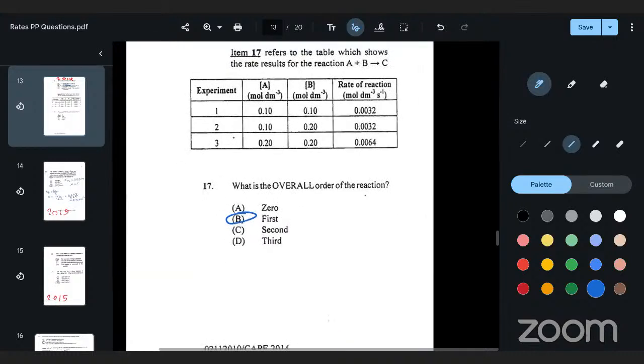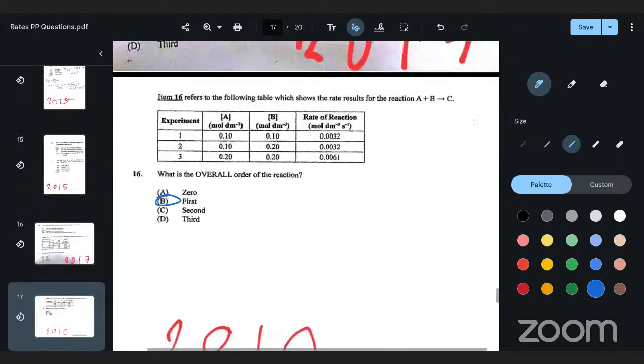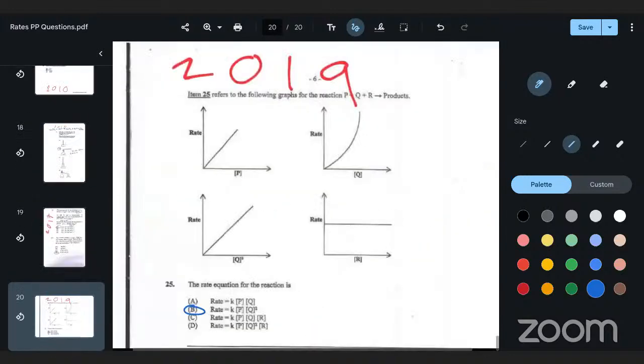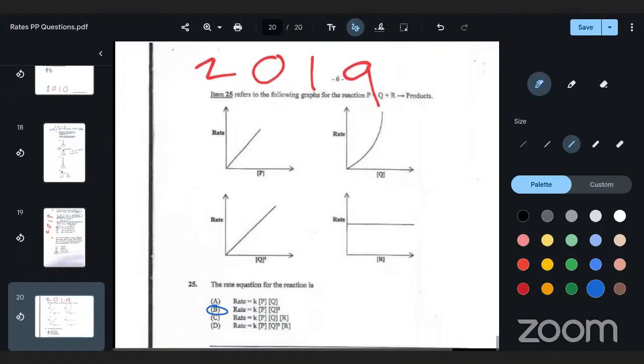All right, so that's it for this session. We will pick up on Saturday by looking at these graphs and the half-life for the other orders of reaction.